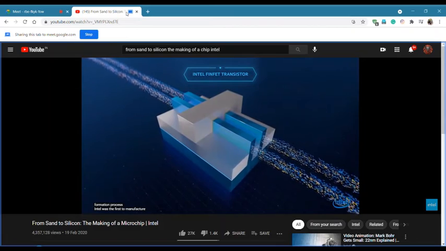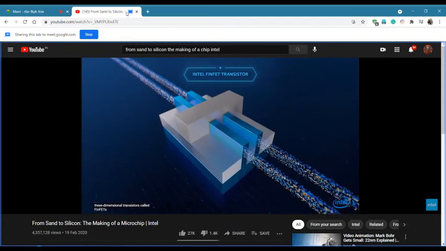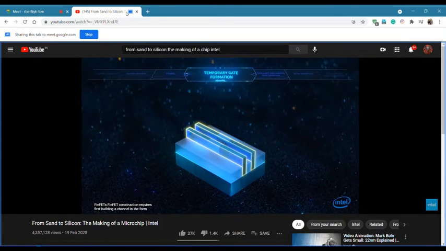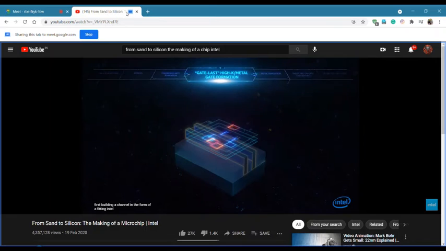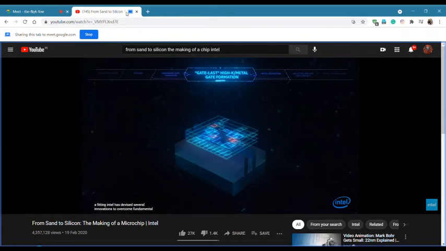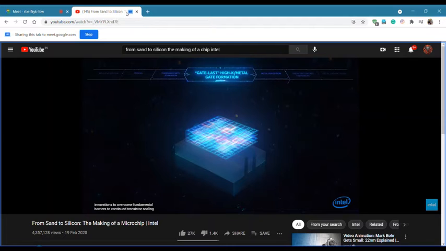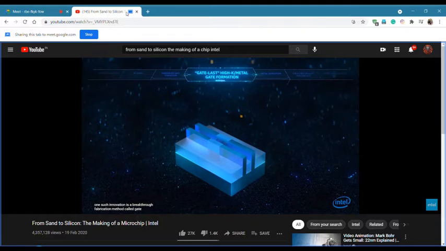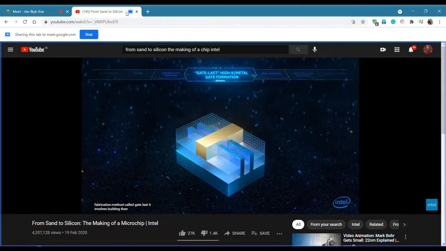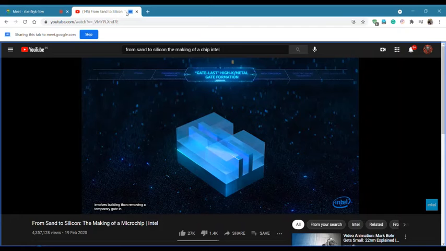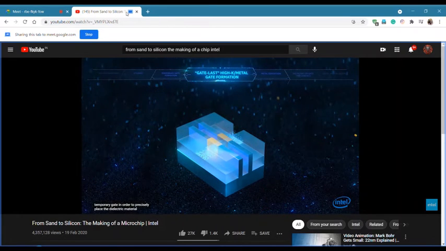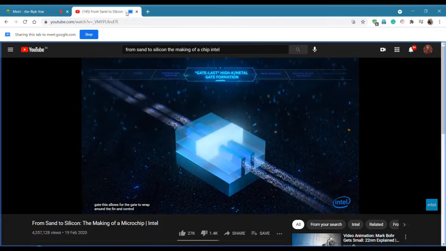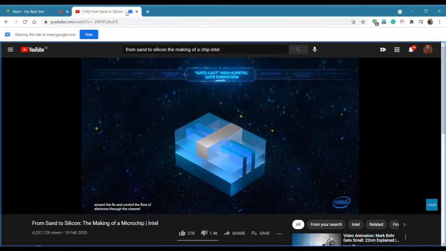Intel was the first to manufacture three-dimensional transistors called FinFETs. FinFET construction requires first building a channel in the form of a fin. Intel has devised several innovations to overcome fundamental barriers to continued transistor scaling. One such innovation is a breakthrough fabrication method called gate last. It involves building, then removing a temporary gate in order to precisely place the dielectric material and metal gate. This allows for the gate to wrap around the fin and control the flow of electrons through the channel.